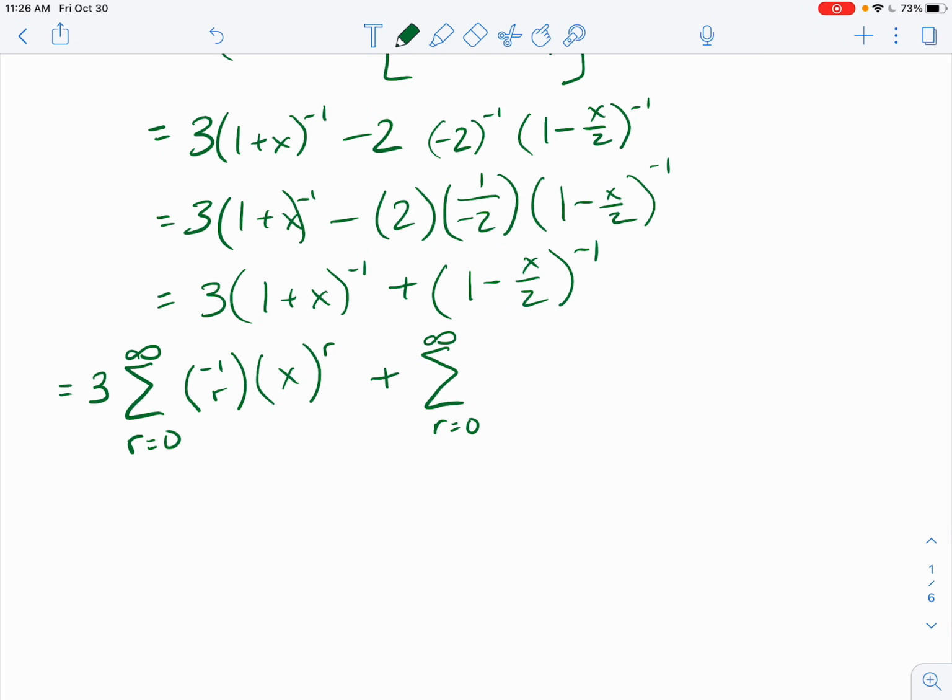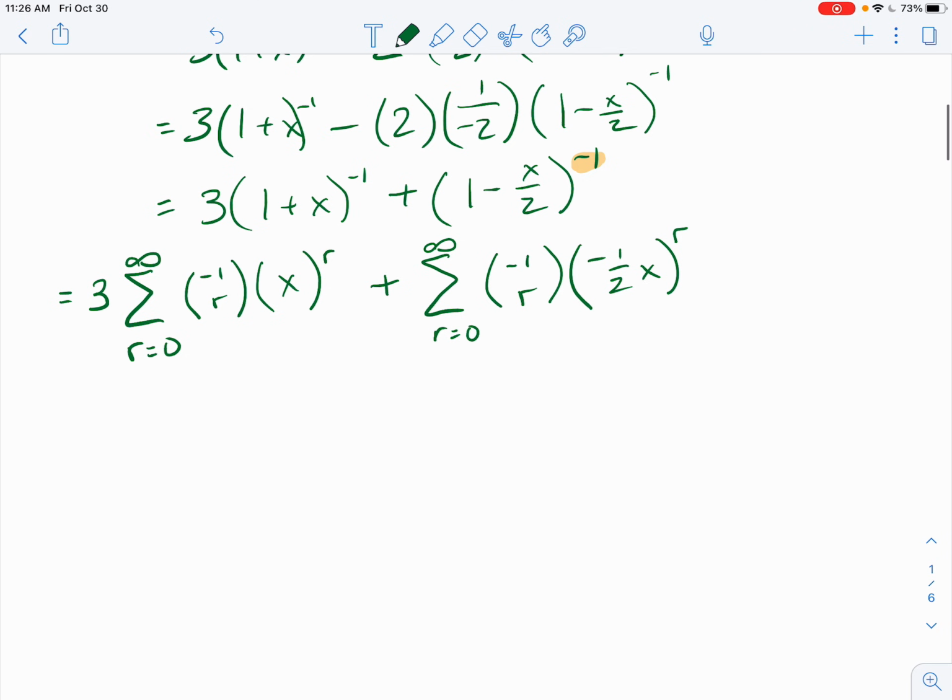And then the next one is the sum as r goes from 0 to infinity of negative 1 choose r, and then this becomes negative 1/2 x, I think is how I wrote it in my answer key, raised to the r power. So we have these two infinite series, and I think they want 4 terms. We're going to do 4 in each, and then add those 4 together to get our final answer.